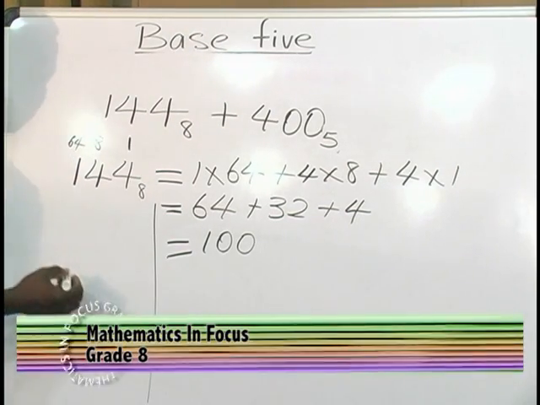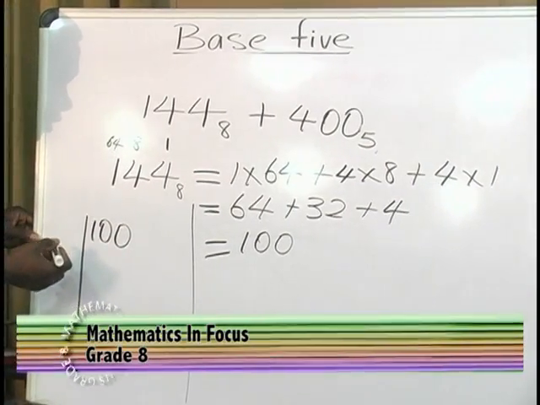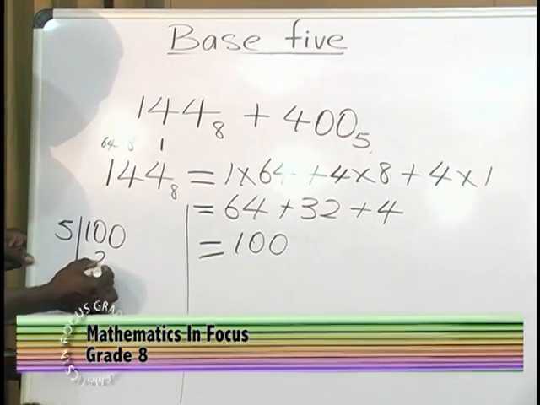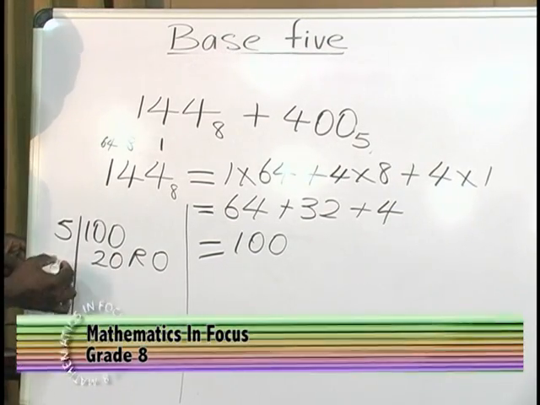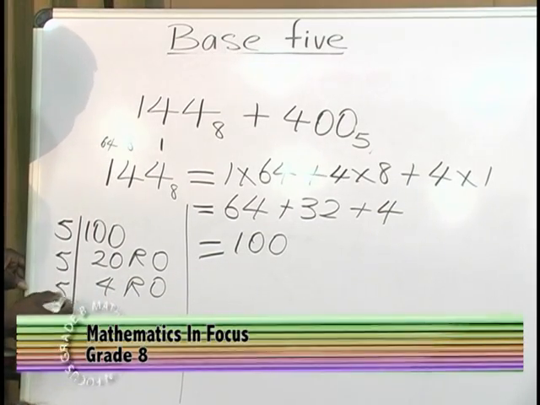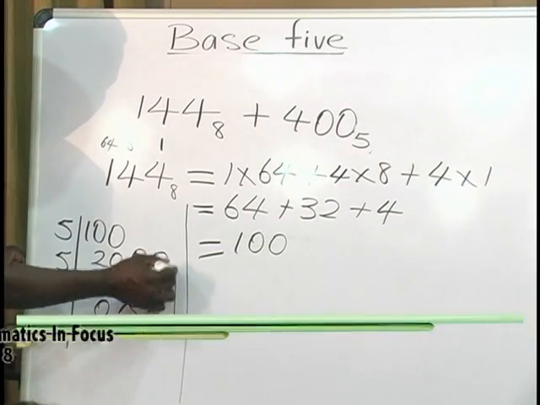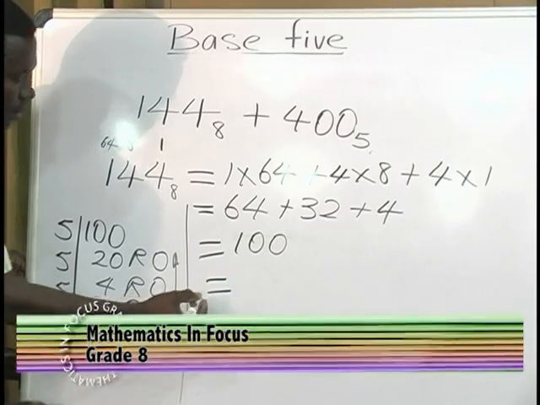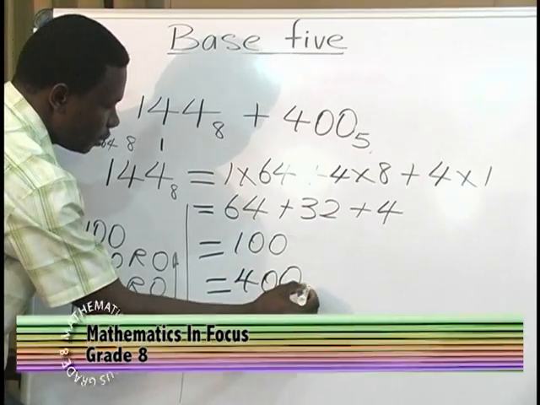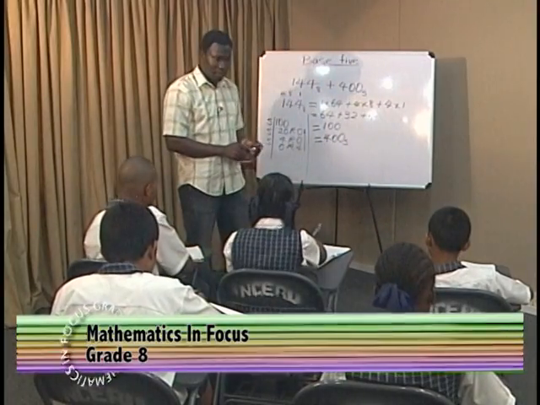So let us work at the corner here. So we take 100 and we divide repeatedly by 5, because we're converting it to base 5. So we say 5 into 100, 20, remainder 0. 5 into 20, 4, remainder 0. And 5 into 4, 0, remainder 4. So our answer is 100 in base 10 is the same as 400 in base 5. So now both numbers are in base 5, so we can add them in base 5.